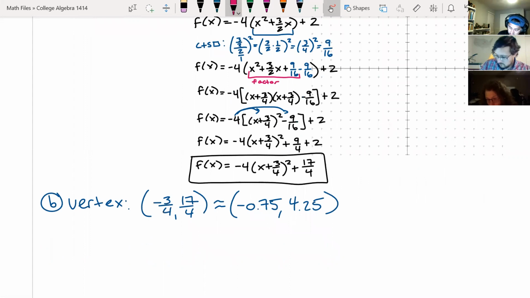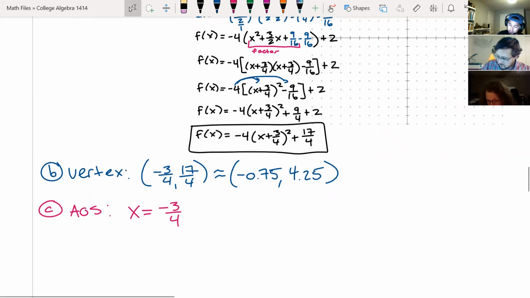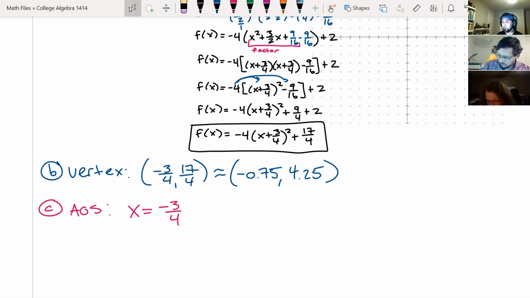And then, of course, if you know the h value for your vertex, you know the value for your axis of symmetry. -3/4. Money, money right there. Okay, next is intercepts. Ooh, okay. So D, we'll look at x-intercepts and we let f of x equal 0.